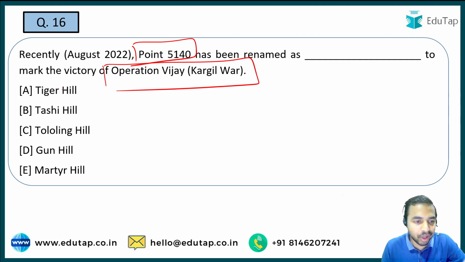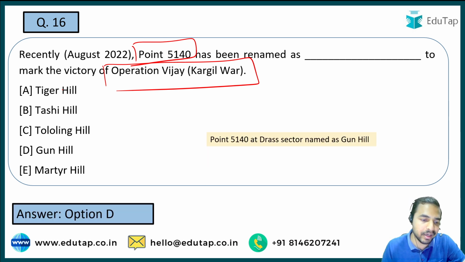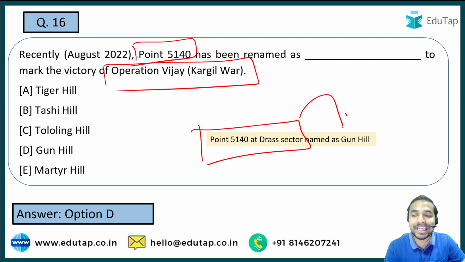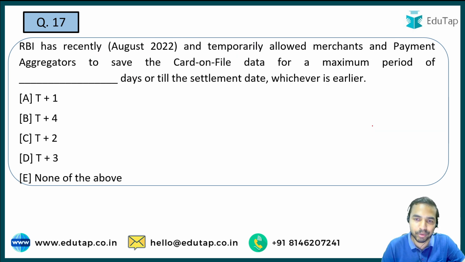It is Tiger Hill, Tashi Hill, Tololing Hill, Gun Hill, or Martyr Hill. So guys, here the right answer to the question is Gun Hill, that is option D. So point 5140 at Dras sector has been named as Gun Hill, that is you are required to remember from the exam point of view. Okay ji, moving on to the next question.